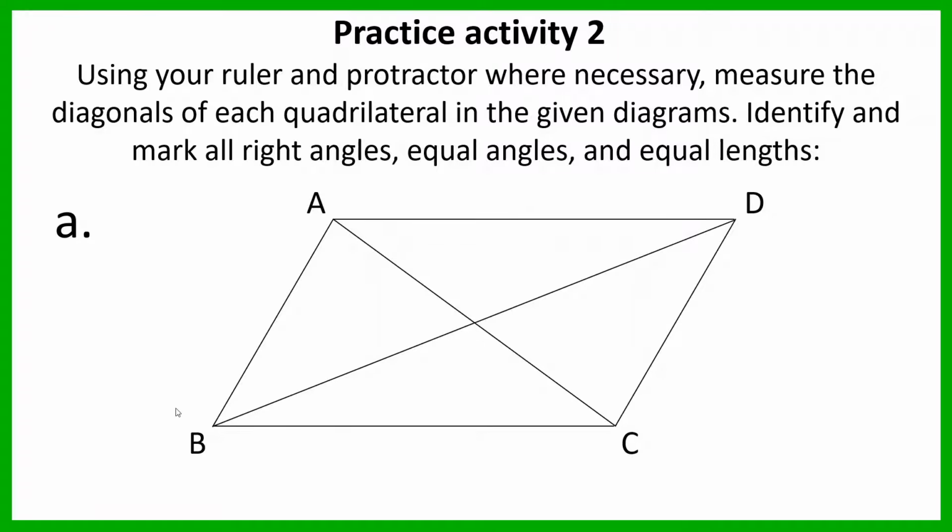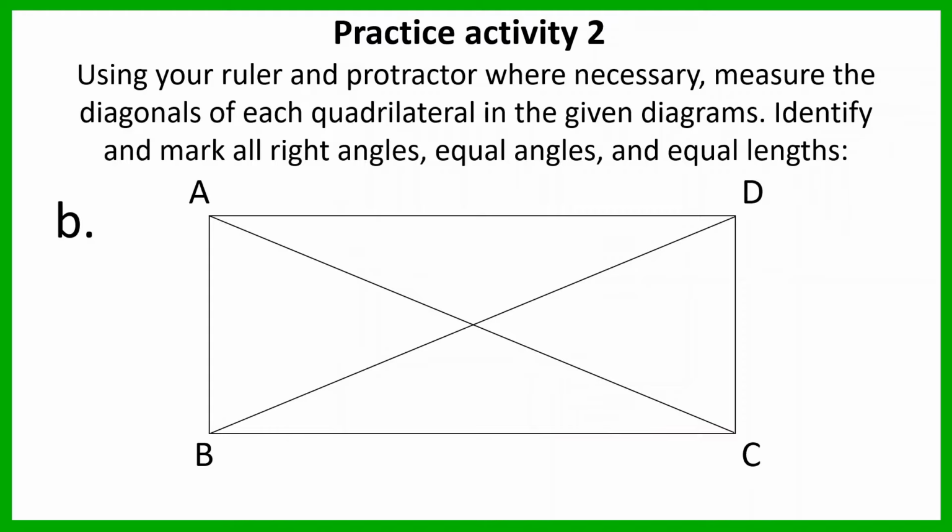Okay, so for this one, you should have found that the diagonals bisect one another, which means that this line is equal to that line, and this line is equal to that line. They do not cut at 90 degrees, and they do not bisect the angles of the quadrilateral. Okay, so now we're going to go on to the next one, which is the rectangle. I want you to do the same thing for the rectangle. You have 30 seconds again.